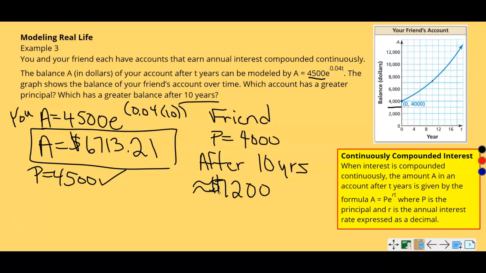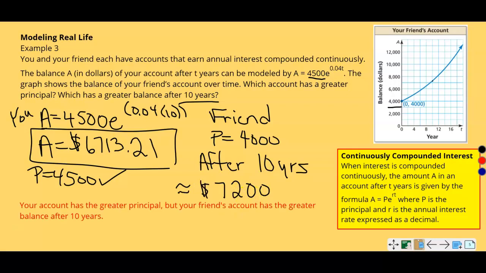So it says which account has the greater principal and which has the greater balance after 10 years. You have the greater principal starting out, but your friend has the greater balance. You're going to have a balance of roughly $6,700, and they're going to have about $7,200 after 10 years.